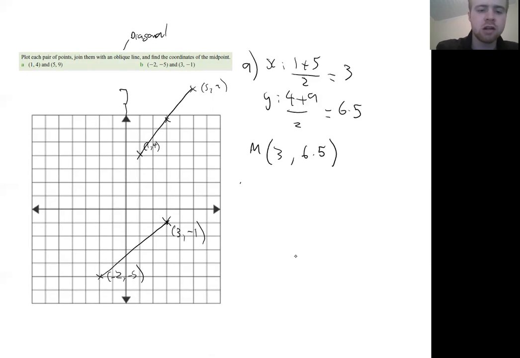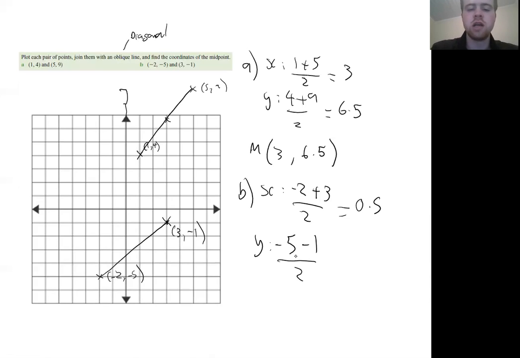Again, average out the x and then average out the y. For x's, add them together. If you've got a negative number, just leave it negative. So it becomes -2 plus 3 over 2. -2 plus 3 is 1. So our x value is 0.5. For y, we're going to average out our y. So it's going to be -5 and -1 over 2. -5 minus 1 is -6 over 2, which is -3. So our midpoint is going to be 0.5 and -3.